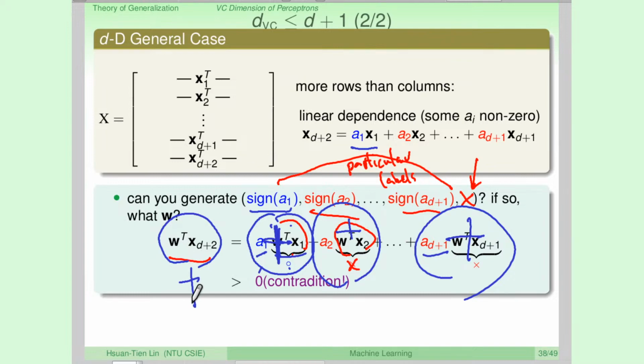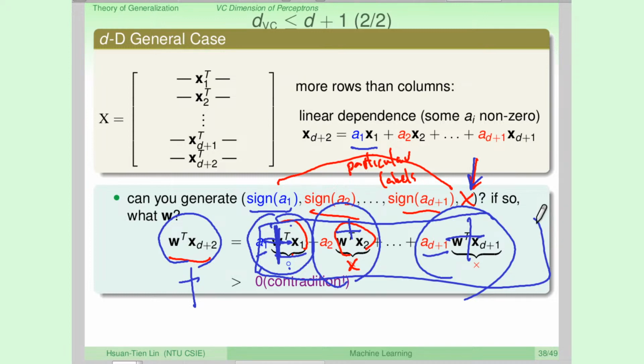But now I'm challenging you to implement something negative on this. Is it possible? No. After fixing the signs of the first predictions, the final prediction must be positive. It cannot be negative. That is, if I insist on generating a dichotomy with the last guy being negative and the first parts following the sign from those linear combinations, it's not possible.